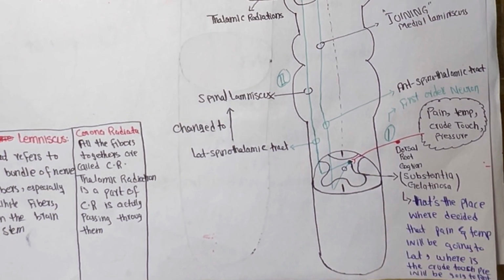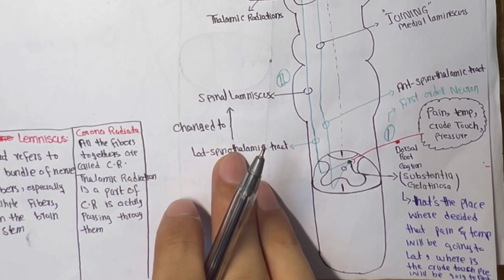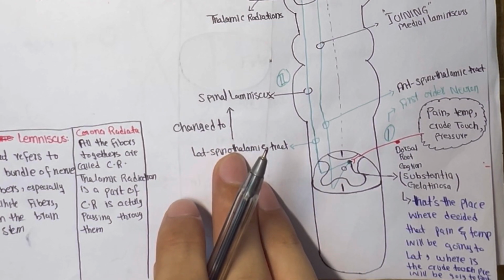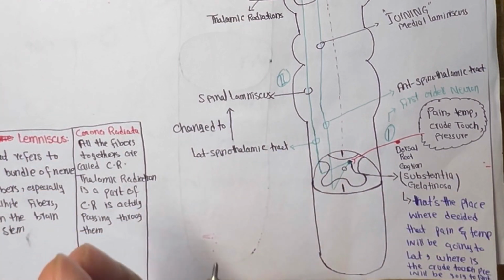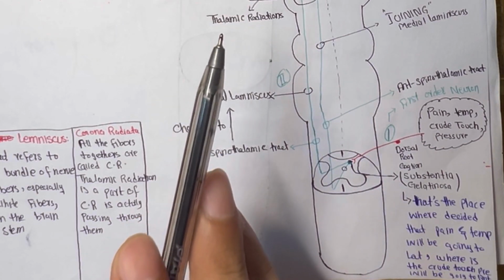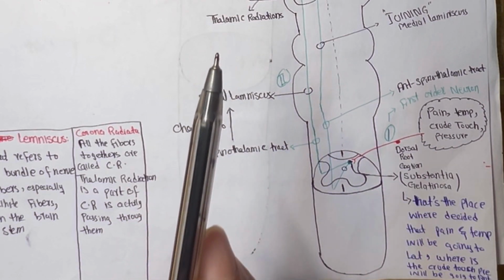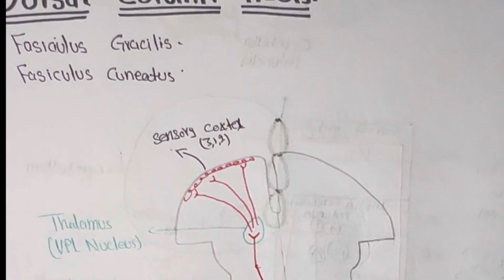So what is substantia gelatinosa? Substantia gelatinosa is the place where it is decided whether pain and temperature will go laterally or anteriorly. If there is pain and temperature, they will go laterally. Crude touch and pressure will go anteriorly.